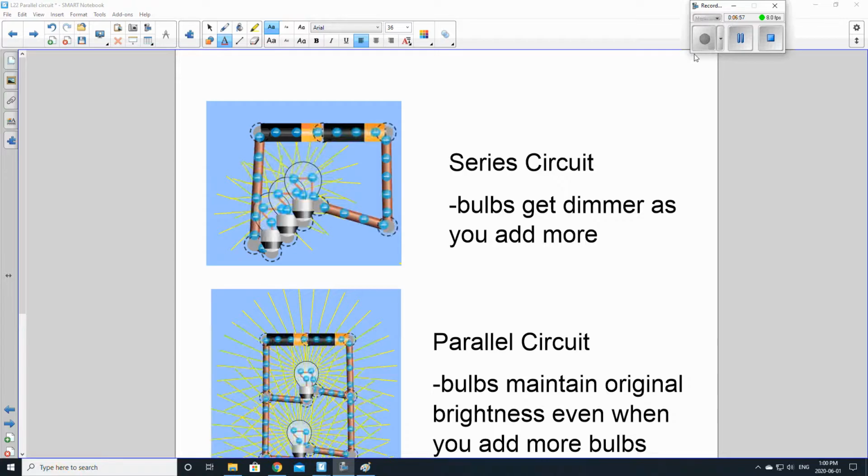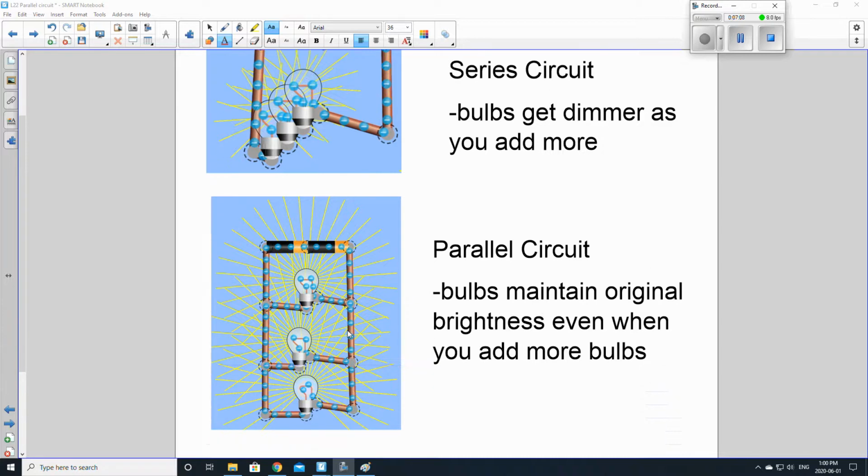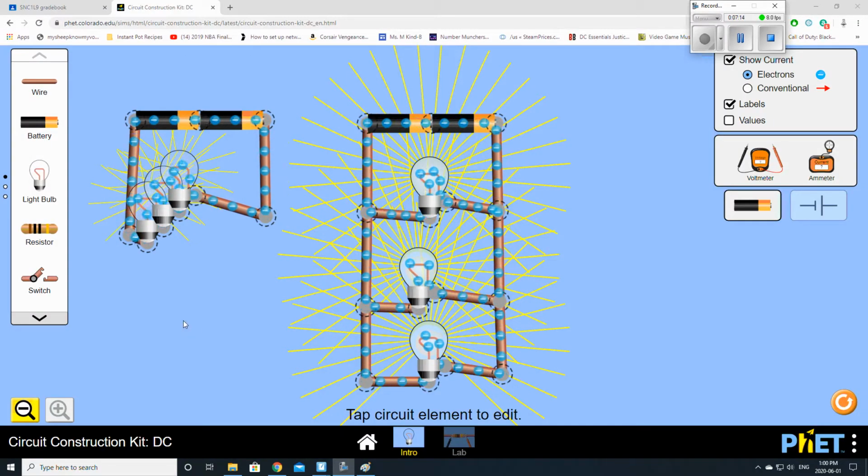So here I've taken screenshots. In a series circuit, the bulbs get dimmer as you add more bulbs, whereas in a parallel circuit, the bulbs maintain their original brightness even when you add more bulbs. Okay, let's see something else.